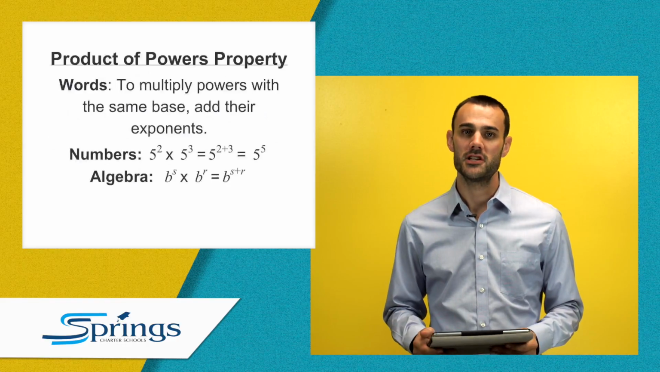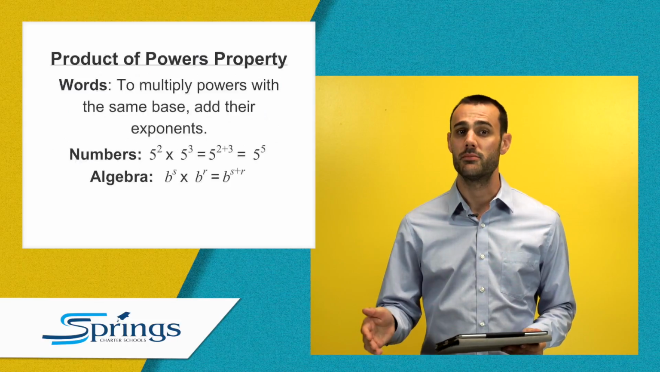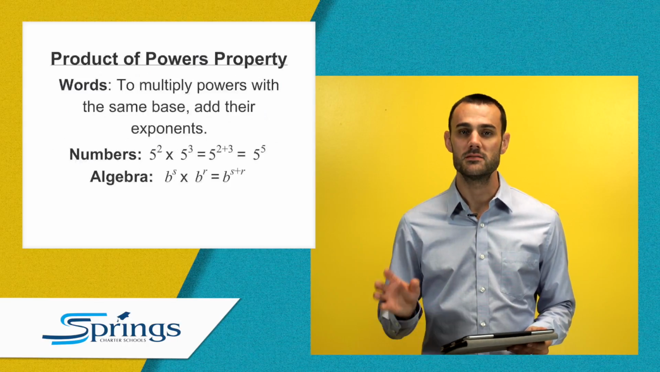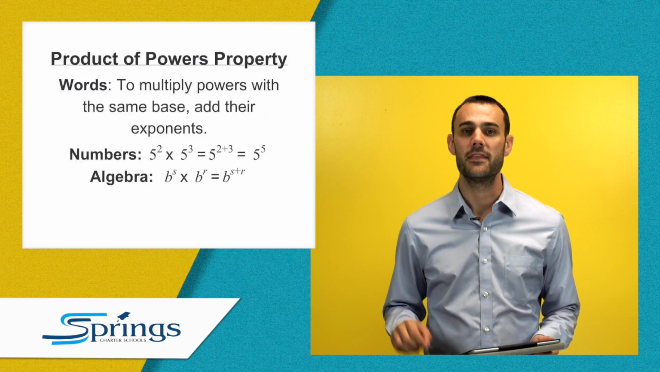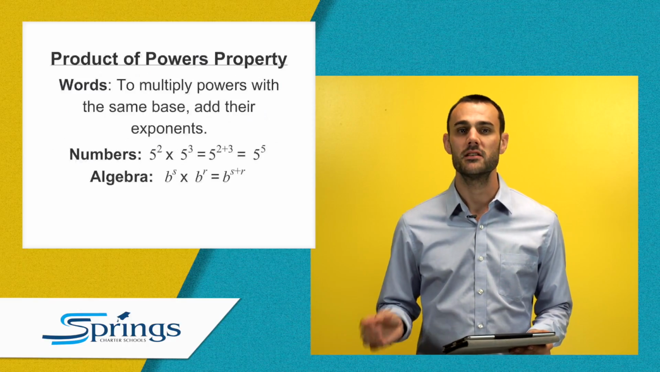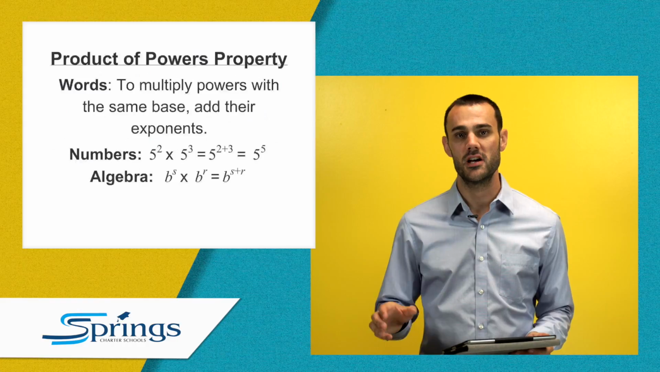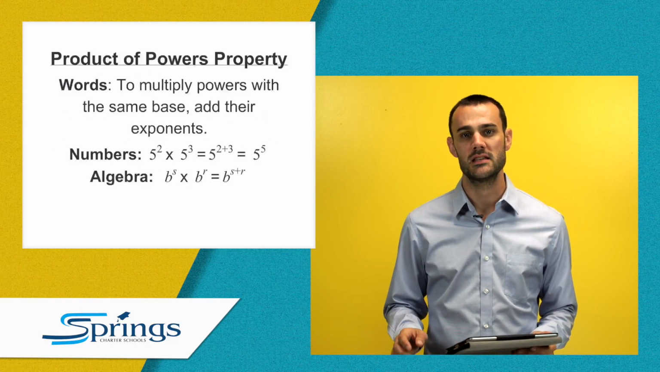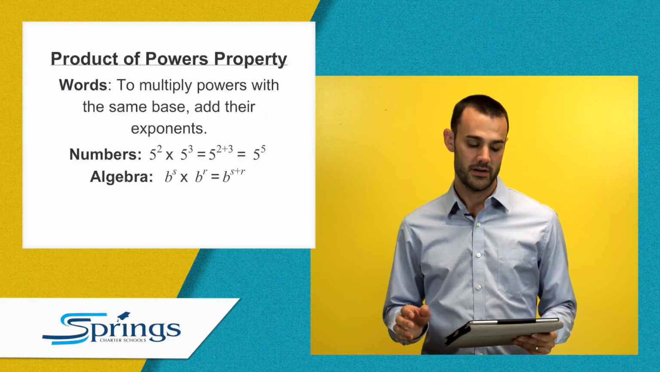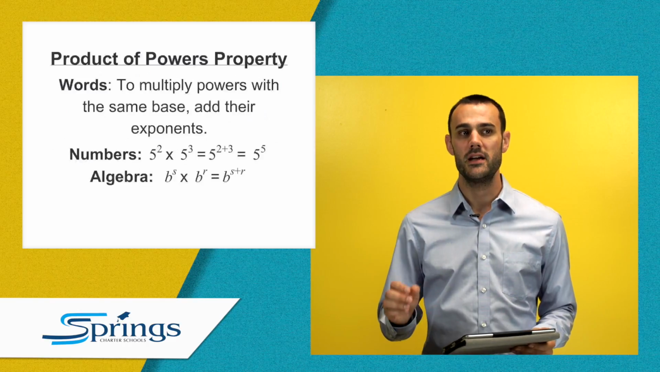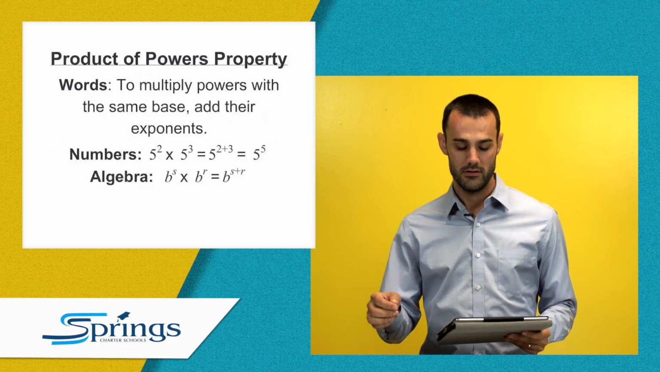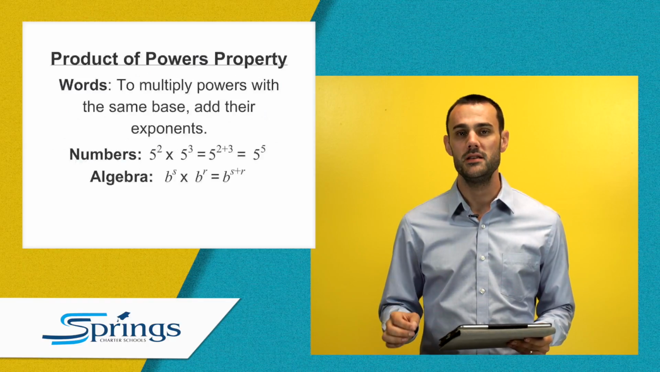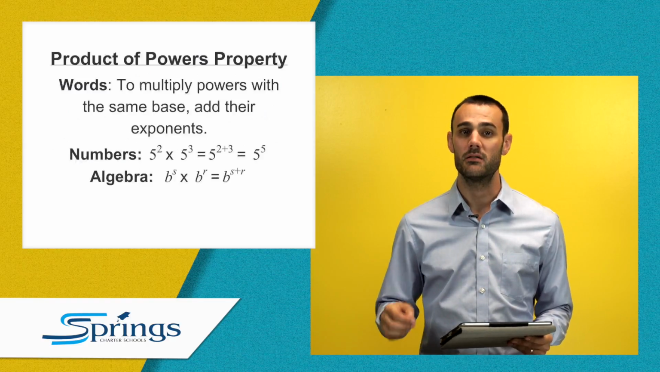The first rule we're going to check out today is the product of powers property. Now, in word format, this is what it sounds like. To multiply powers with the same base, we need to add their exponents. Let's look at it in the algebraic sense with just variables, and then we'll take a look at an example with numbers. At the bottom of the screen, you can see that we have b raised to the s power times b raised to the r power, which is going to equal b raised to the s plus r power.